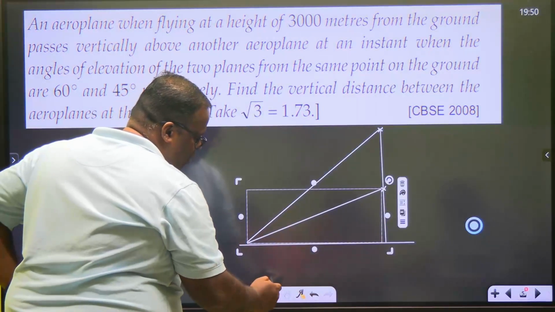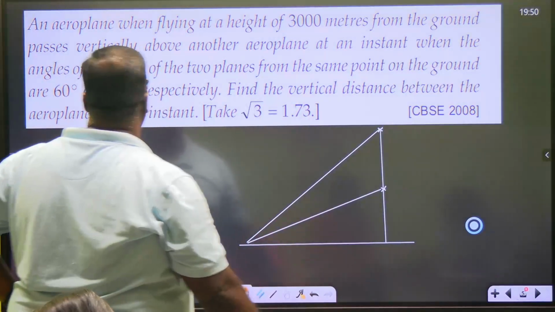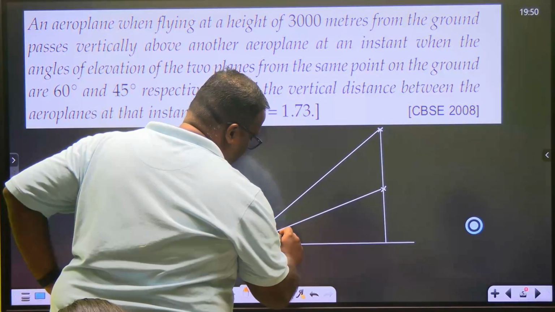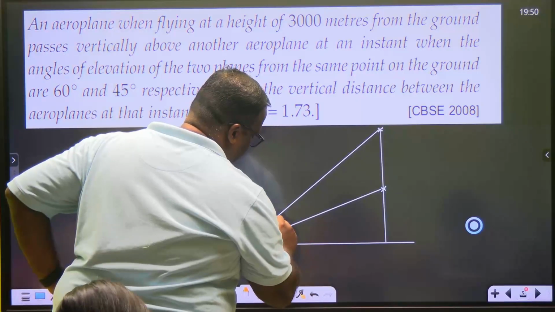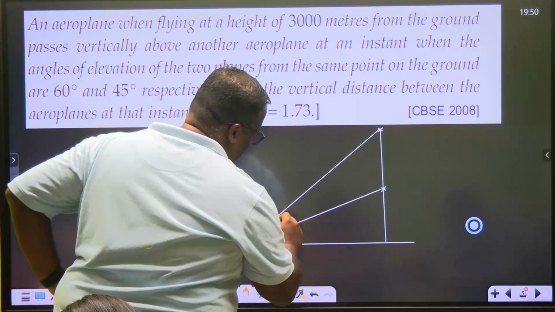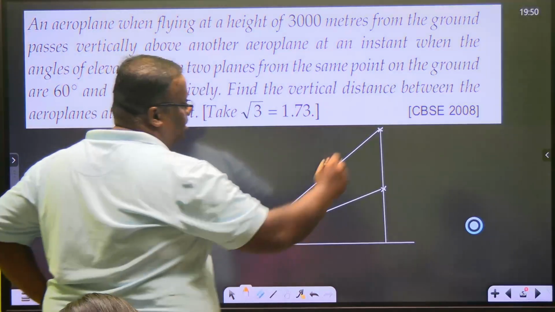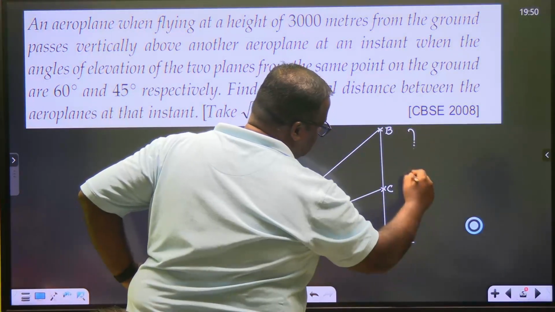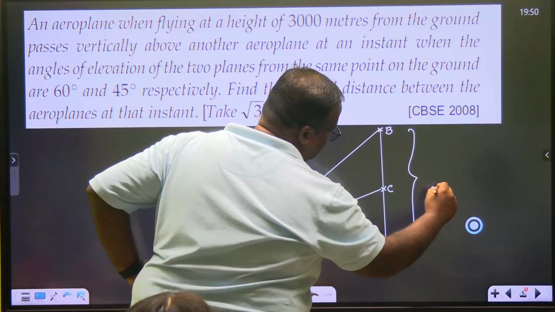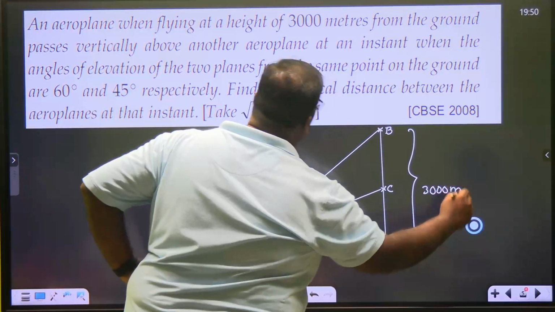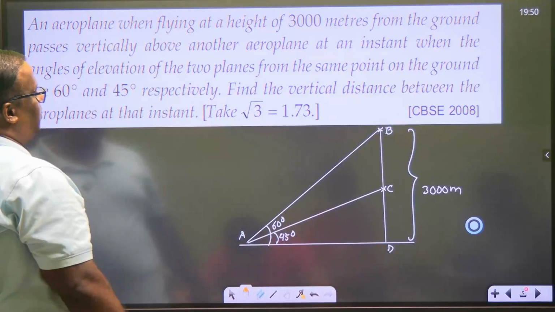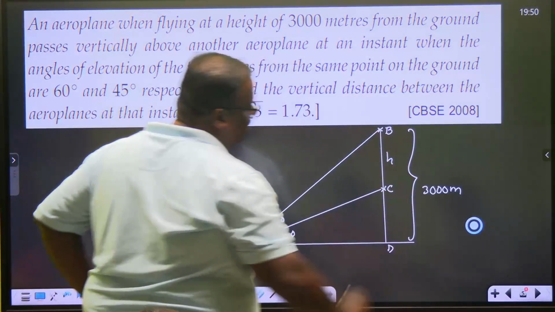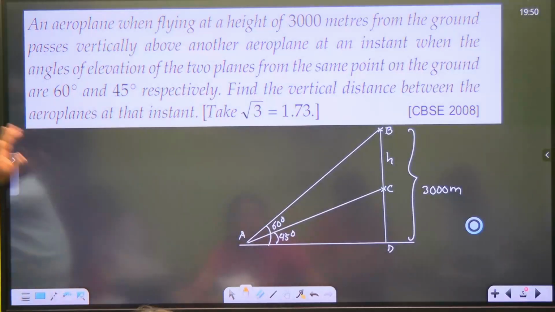Can you now tell me what should be the degrees? Okay, it's 60 and 45 degrees. So obviously the lower height will be at 45 degrees and the higher height will be at 60 degrees. This is A, this is the first aircraft B, this is C, and this is D. And this height is 3000 meters. Any other information given? Nothing. They've given us to find the vertical distance between the 2 aeroplanes. The vertical distance between the 2 aeroplanes is h, and we have to find the value of h.